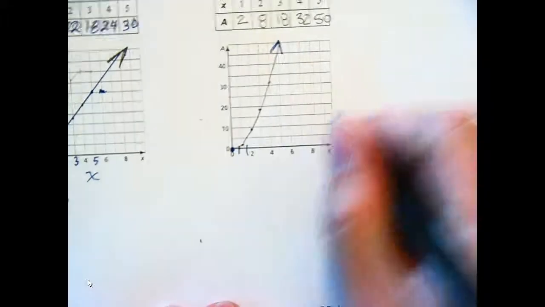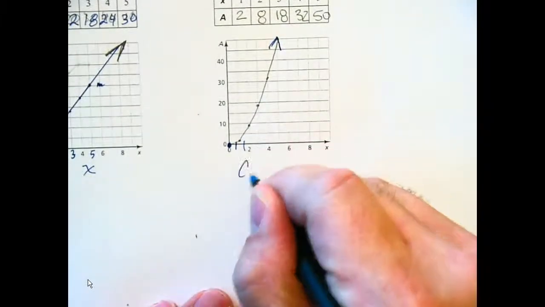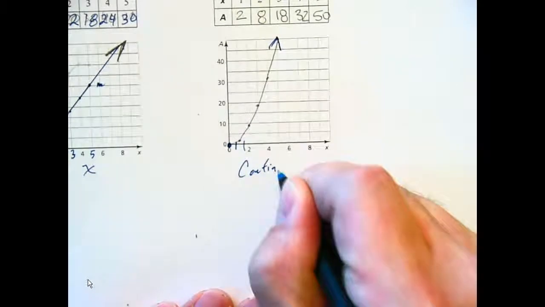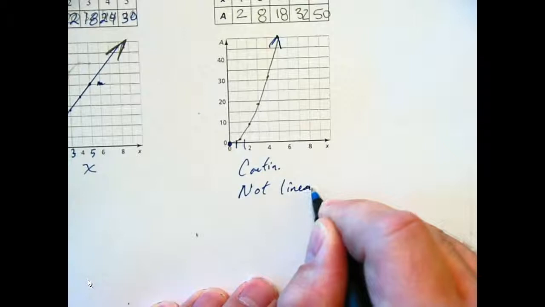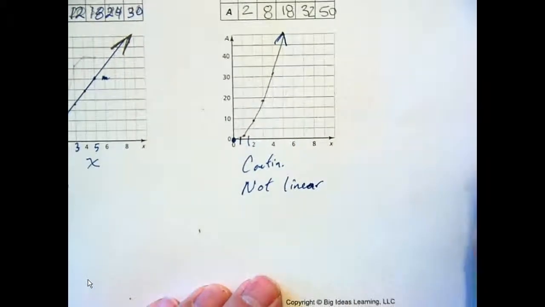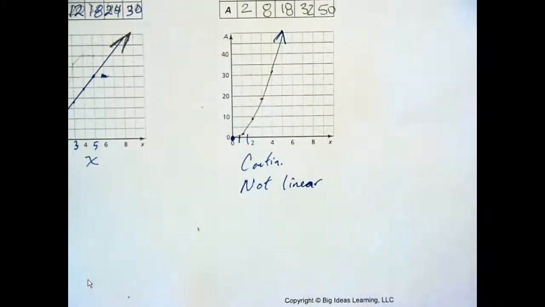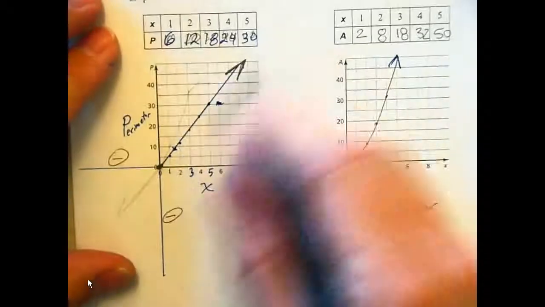Is it linear? So it's continuous, not linear. Why is it not linear? Tell your neighbor. It's exponential. Curving. It is not a straight line. It's a curving parabola.